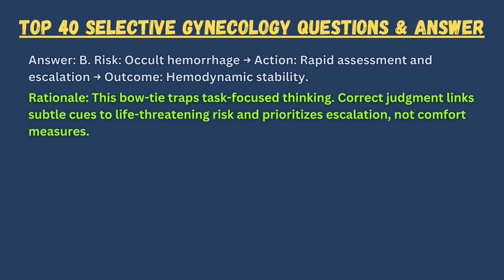Rationale. This bow tie traps task-focused thinking. Correct judgment links subtle cues to life-threatening risk and prioritizes escalation, not comfort measures.